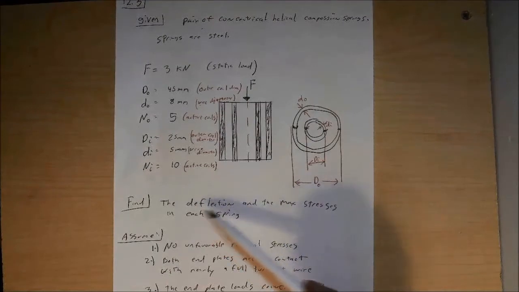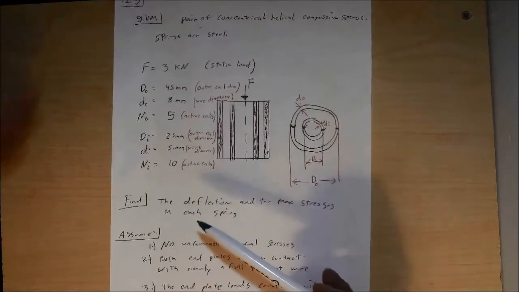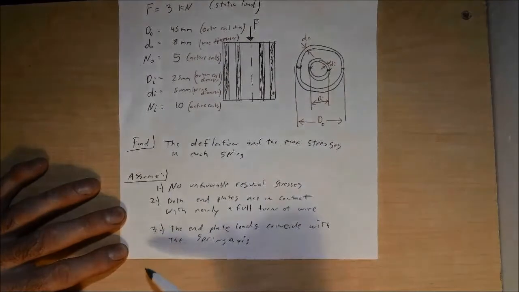So that deflection is going to be the same for both springs on this. So these should be equal, which is going to help us in our solution as well. Now, from there, what we want to do is come up with our assumptions. So there's 3 assumptions that we're going to make for solving this problem.